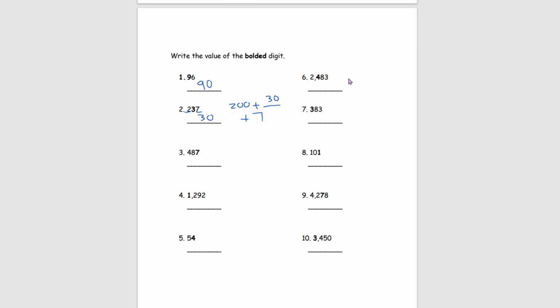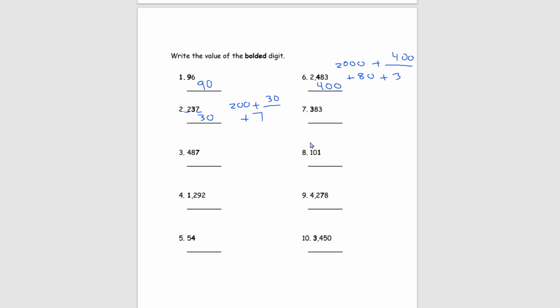Moving over this side, number 6, we have 2,483. And this 4 is bolded, so we have to find out what it means. Since we can break this number apart first, we know that 3 is in the ones place, the 8 is in the tens place, and the 2 is in the thousands place. So breaking it all up, we have 2,000 plus blank plus 80 plus 3. Since we know that 4 is in the hundreds place, this 4 has to be equal to 400. And so our answer for number 6 is 400.